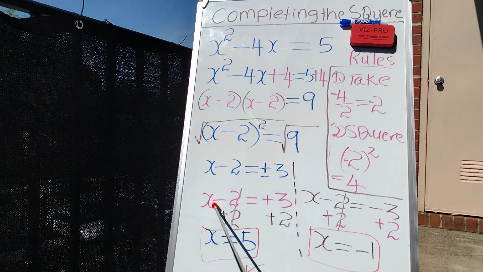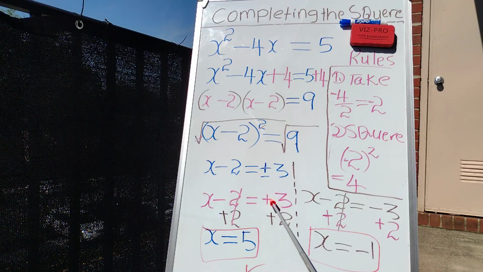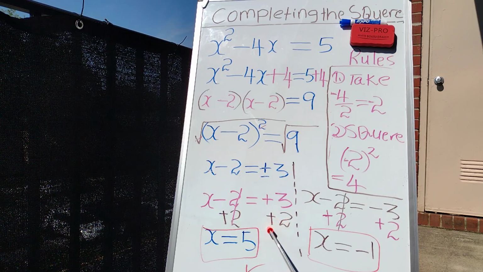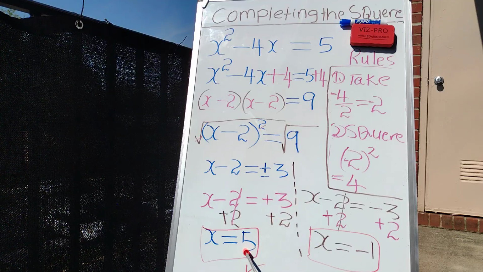Now we want x to be by itself. We have to take the negative 2 to the other side, and if we do that, it's going to change the sign. That's why we are having a positive 2 right here. If you add this 2 and 3, it's going to give you 5.